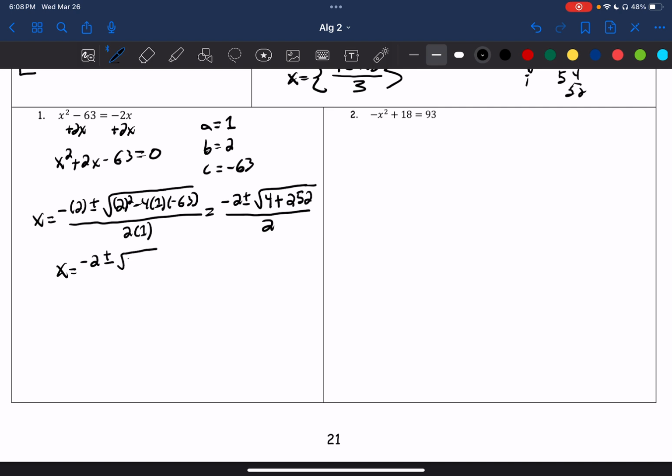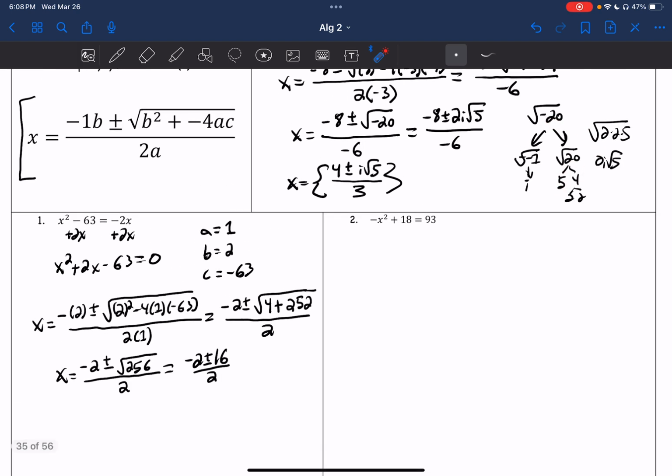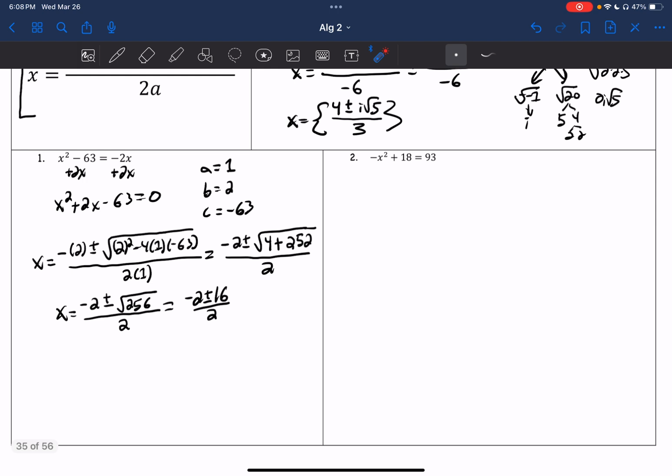That's going to be times the square root of 256 all over 2. At this point, if you're good with your perfect squares, you'll recognize that the square root of 256 is 16. So we have negative 2 plus or minus 16 over 2. If you don't see that the square root of 256 is 16, you can always do prime factorization, just like we did up here, and that will get you the same answer.